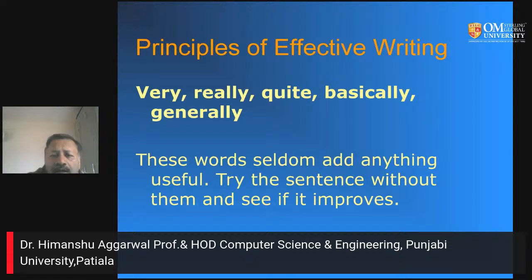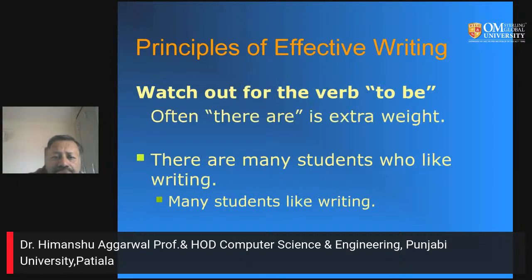Very, rarely, quite, basically, generally. These words seldom add anything useful. Try the sentence without them and see how it improves. So do not write words like really, very, quite, basically, generally. Next, please. Watch out for the verb to be. Often there are is extra weight. There are many students who like writing. So instead of writing there are many students, you simply write many students like writing. So there are is not carrying any meaning here. Next.